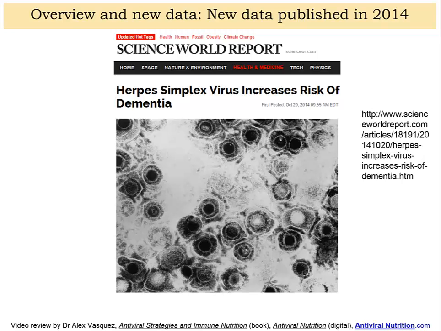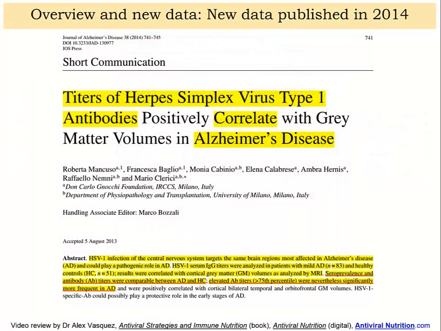So again, this was just published this past week, October 20th, 2014. Herpes simplex virus increases the risk of dementia. This was based on new research that was published by several different groups. Journal of Alzheimer's Disease, 2014: Titers of herpes simplex virus type 1 antibodies positively correlate with Alzheimer's dementia. Even though I'm not going to read word for word what I've highlighted here from the original full text article, you're welcome to pause the video at any time if you want to focus in on the text.